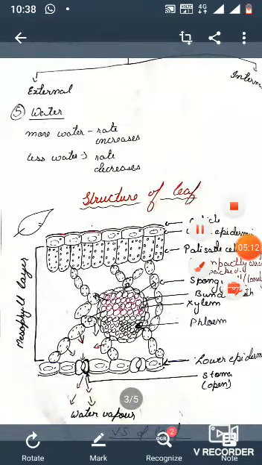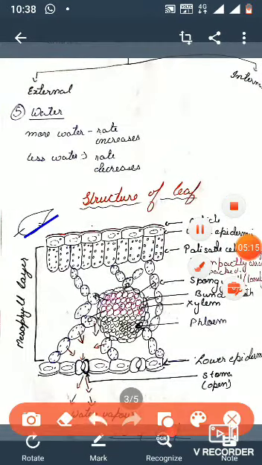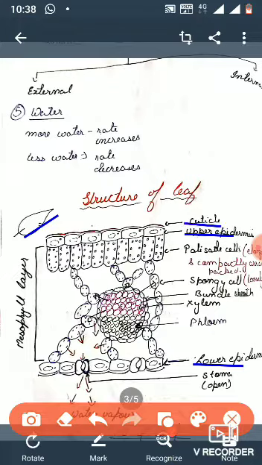Now, we will deal with the structure of the leaf. If you cut the leaf vertically, we will get a structure which has the upper epidermis and the lower epidermis. Both epidermises are covered with the cuticle. What is this cuticle? The cuticle is basically the waxy layer or covering present on the epidermis. This cuticle helps in prevention of the loss of water by evaporation.